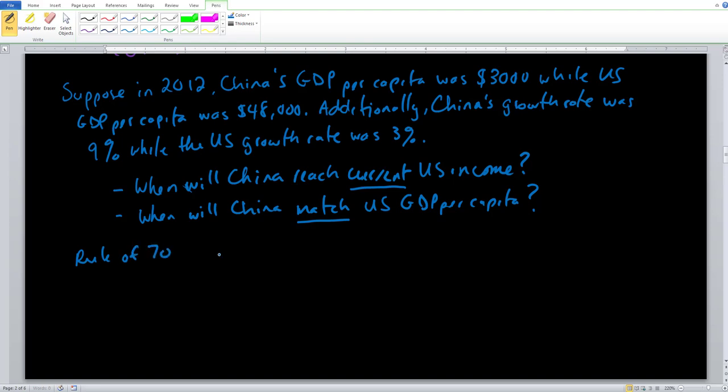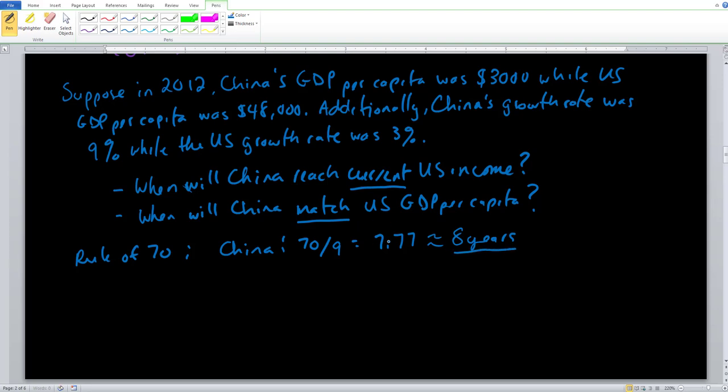First, for China, we take the rule of 70, 70 divided by their growth rate, which is 9%. So just keep that as a 9 right here. And we're going to get 7.77. So here, it's going to take China roughly about 7.77 years for their income to double. And in all these problems that we're going to be dealing with, we want to go ahead and round up our numbers. So here, 7.77 is going to round up to 8 years. We want to get this as a whole number because that will make our analysis much easier to do.